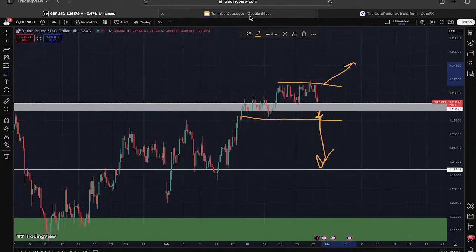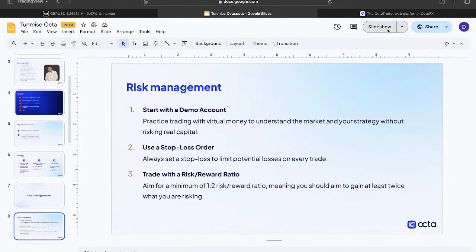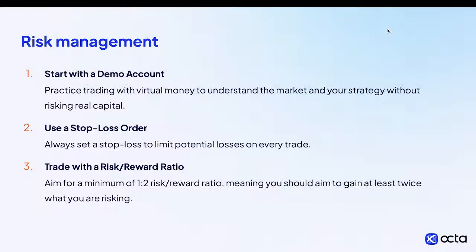One important thing I would like to share with you on our session for today is risk management. Okay, risk management. Now, one of the things that you have to do if you are a newbie in the space is to leverage our demo account, all right, to start trading with virtual money to better understand your strategy without risking your real capital. Okay, and if you are not a newbie, if you already have been in the market for a while, you also need to take risk management seriously as you are dealing with real capital.